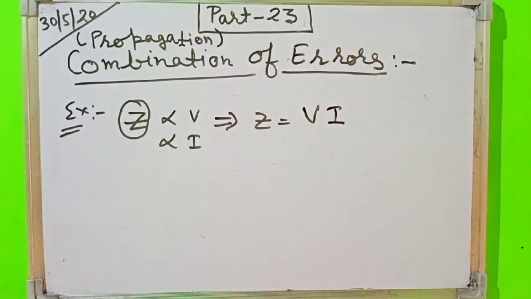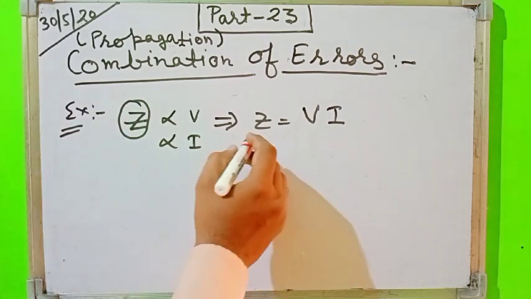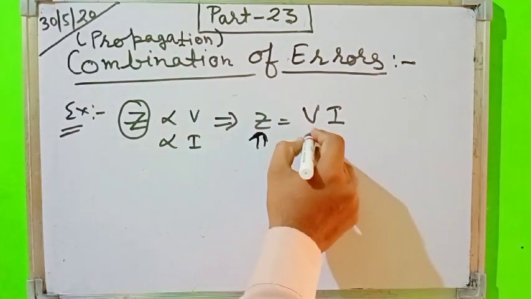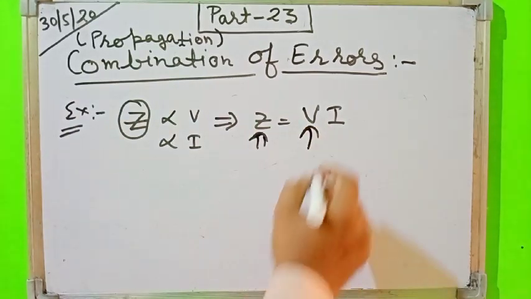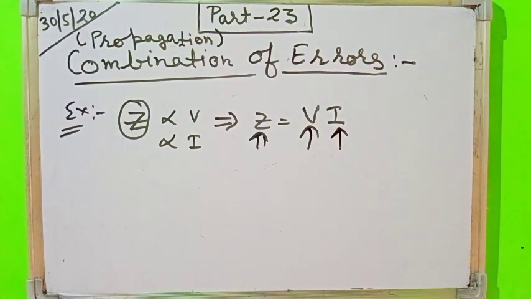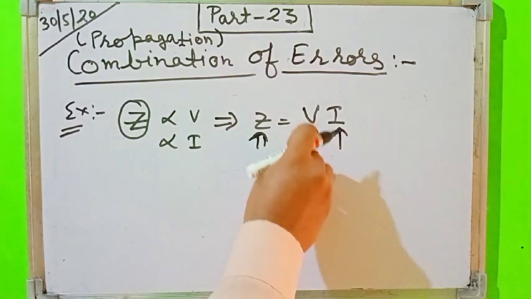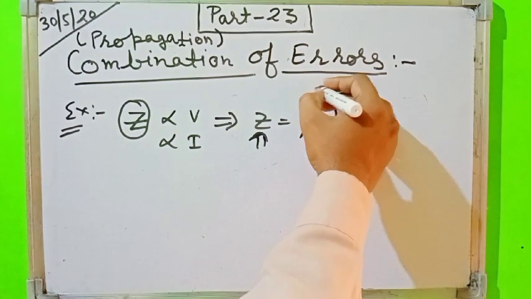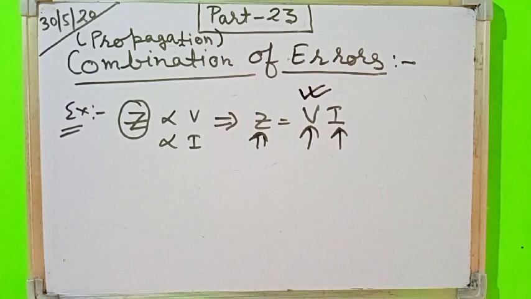Now, for the performance of the experiment, for knowing the value of z, first of all we have to know the value of v and the value of I. Both the measured values of v and I should be in our knowledge. Now we are measuring individually. First of all we measure v, and after that we measure I.